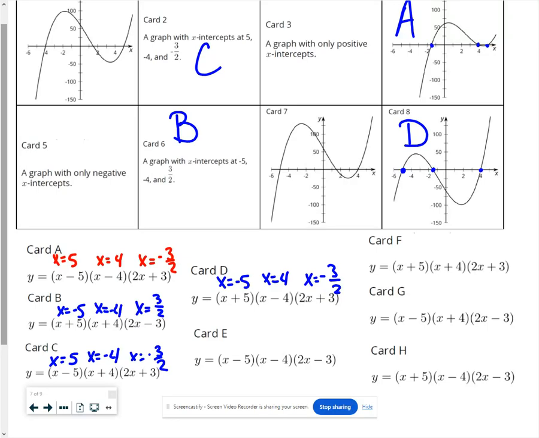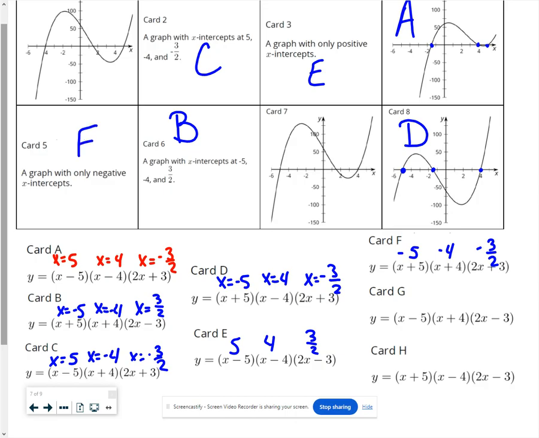For card E, I'm going to stop writing the x equals for all of these. I'm just going to write what the x-intercepts are going to be. So this would be at +5, +4, and +3/2. All positive answers. Well, card 3 says a graph with only positive x-intercepts. So that's going to have to be that one. All right, card F, I have -5, -4, and -3/2. Well, all negatives, right? None of my actual graphs show all negatives, but card 5 says a graph with only negative x-intercepts. So that's F right there.